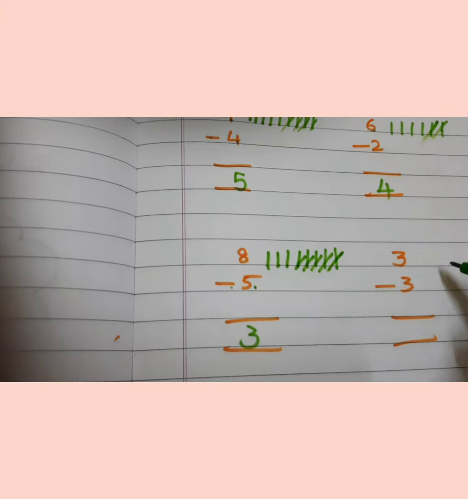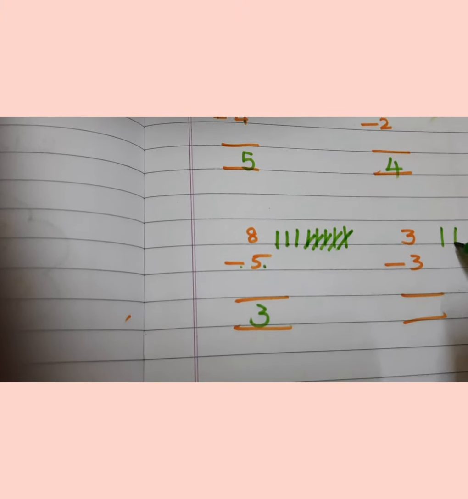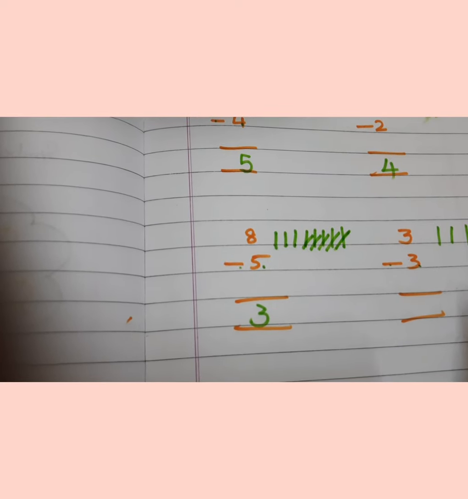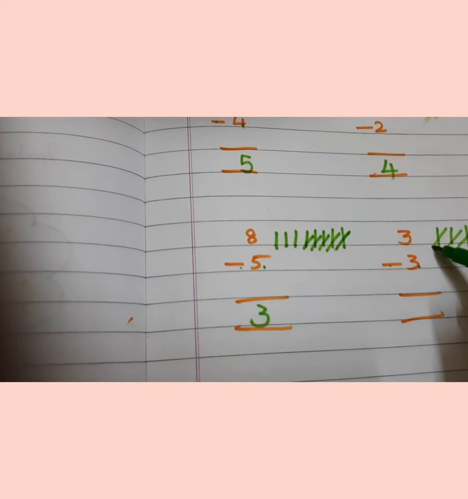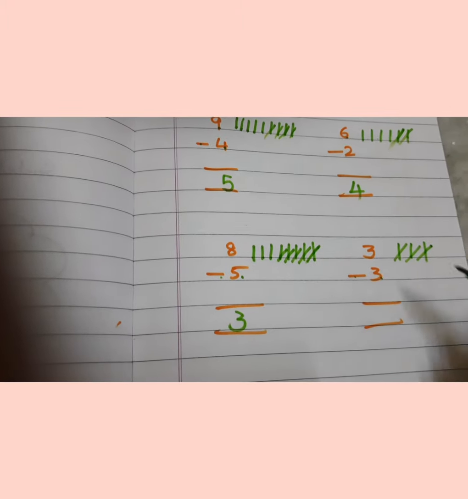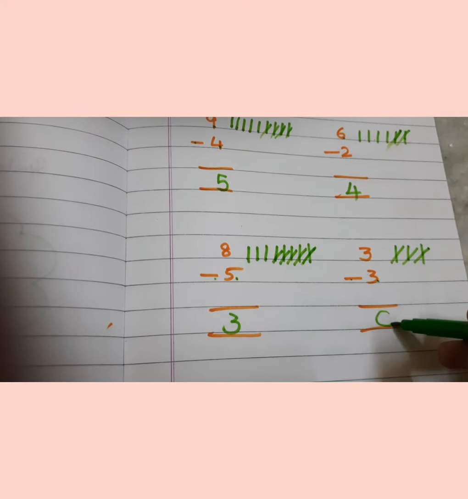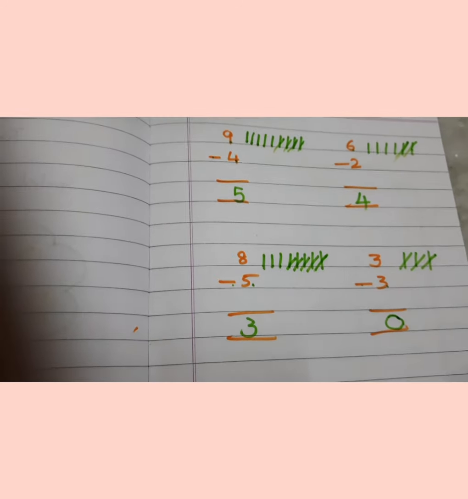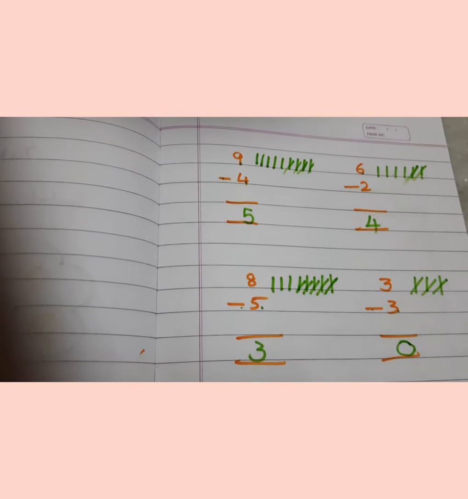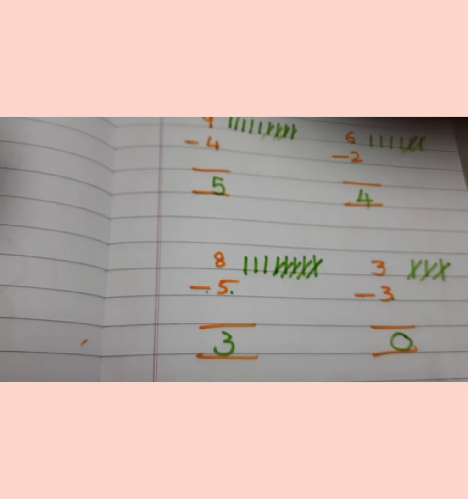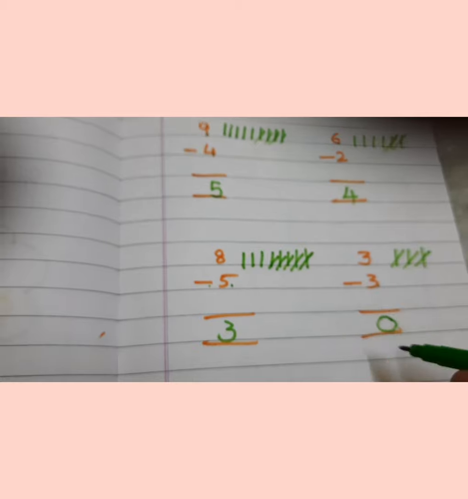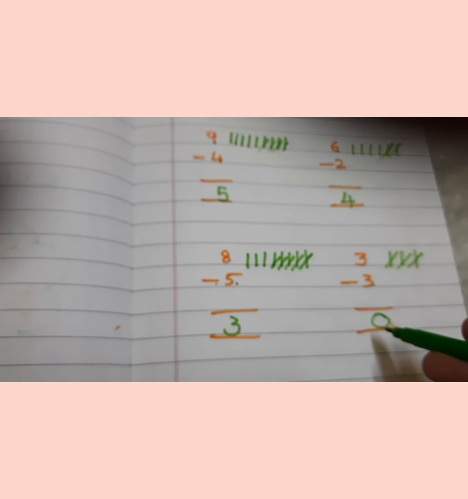Now we see this. How many? 1, 2, 3. Minus 3 means we have to cross out 3. 1, 2, 3. How many are left? Nothing is left, which means 0. So this is the property of subtraction. If a number is subtracted from the same number, the difference will be 0 only.